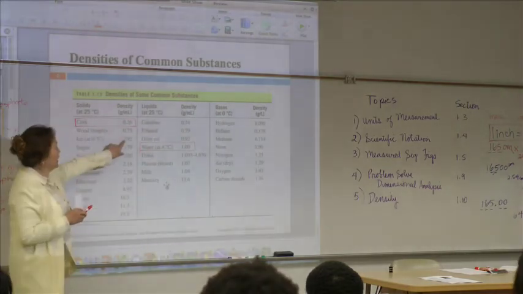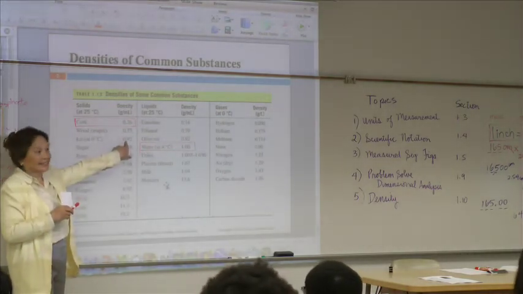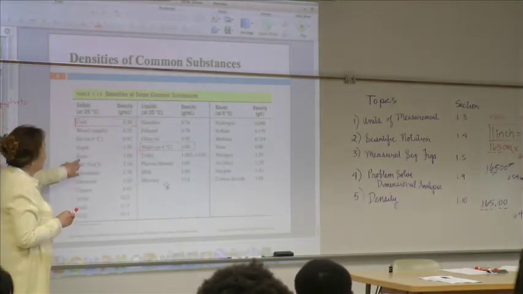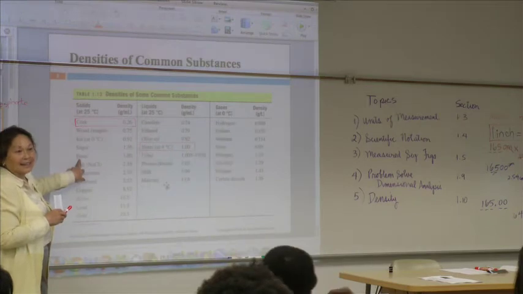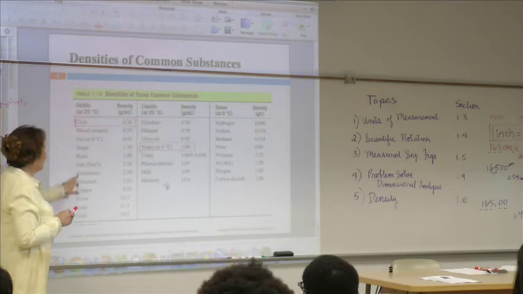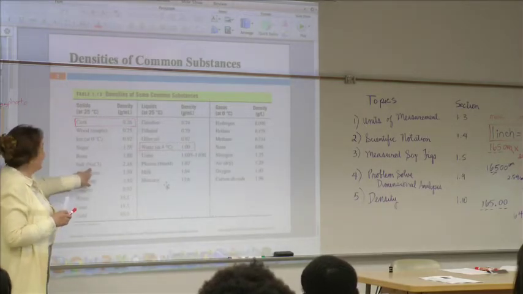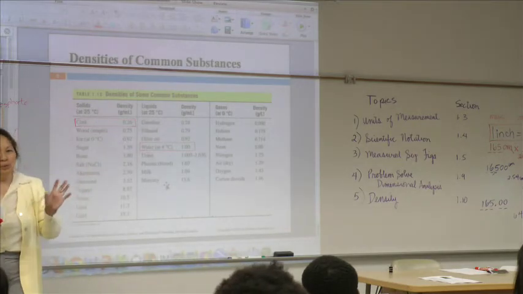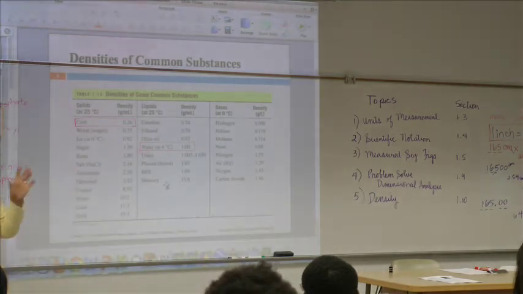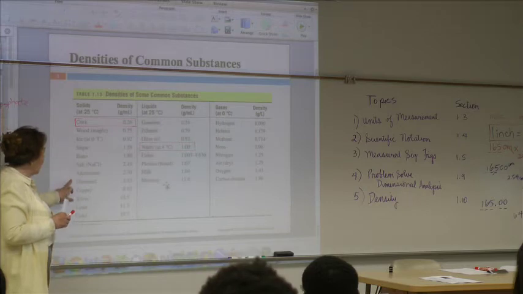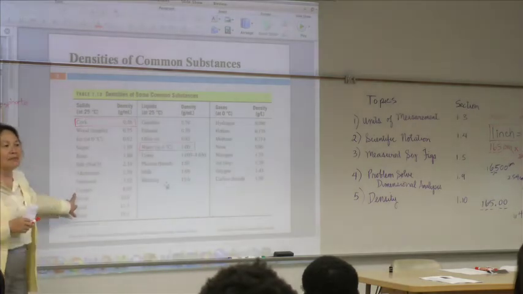So of course ice floats, because it's 0.92. Wood. Look at bone, 1.8. It's calcium heavy, right? Salt, table salt, sodium chloride. How many have heard of the word sodium chloride? Good. So most of you actually know some chemical names, chemical formulas. And of course, aluminum. So copper, what do you think is the symbol of copper?